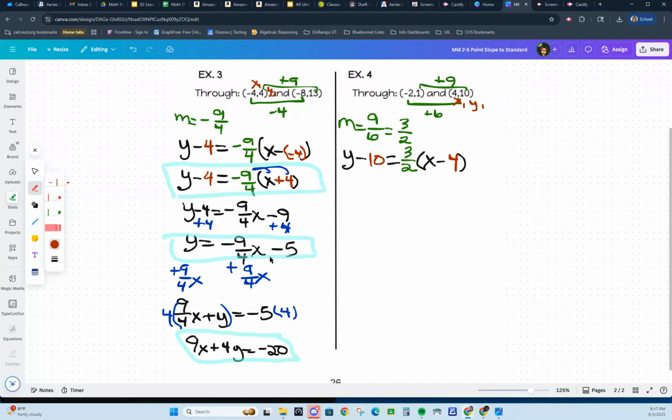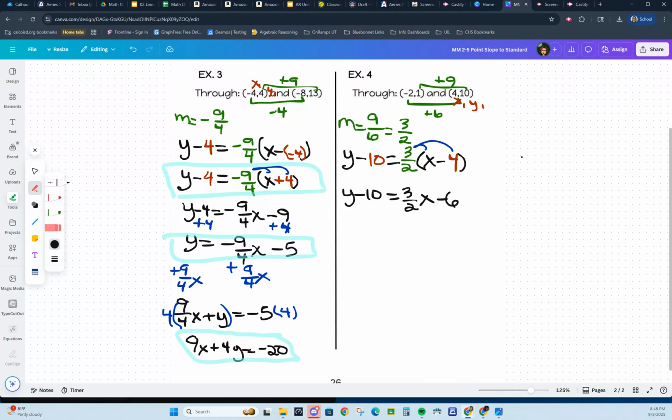We're going to distribute that 3/2 so that now we will have y minus 10 equals 3/2 x minus, now when we do 3/2 times 4, the 4 divided by 2 is going to be 2, and then we multiply that by 3, so we get 6.